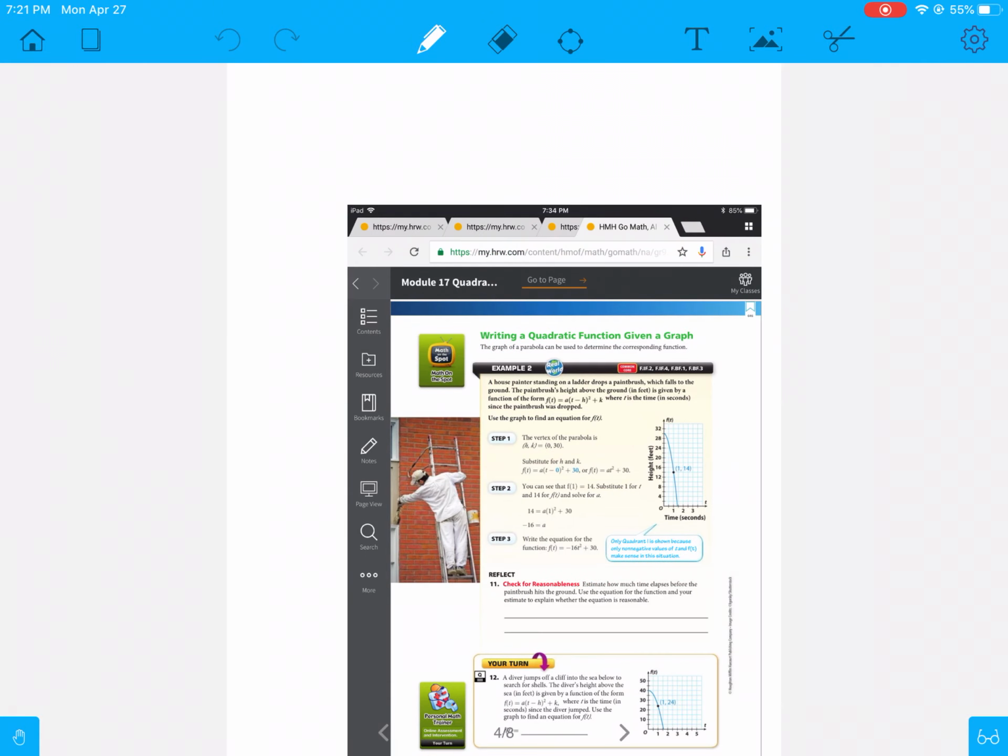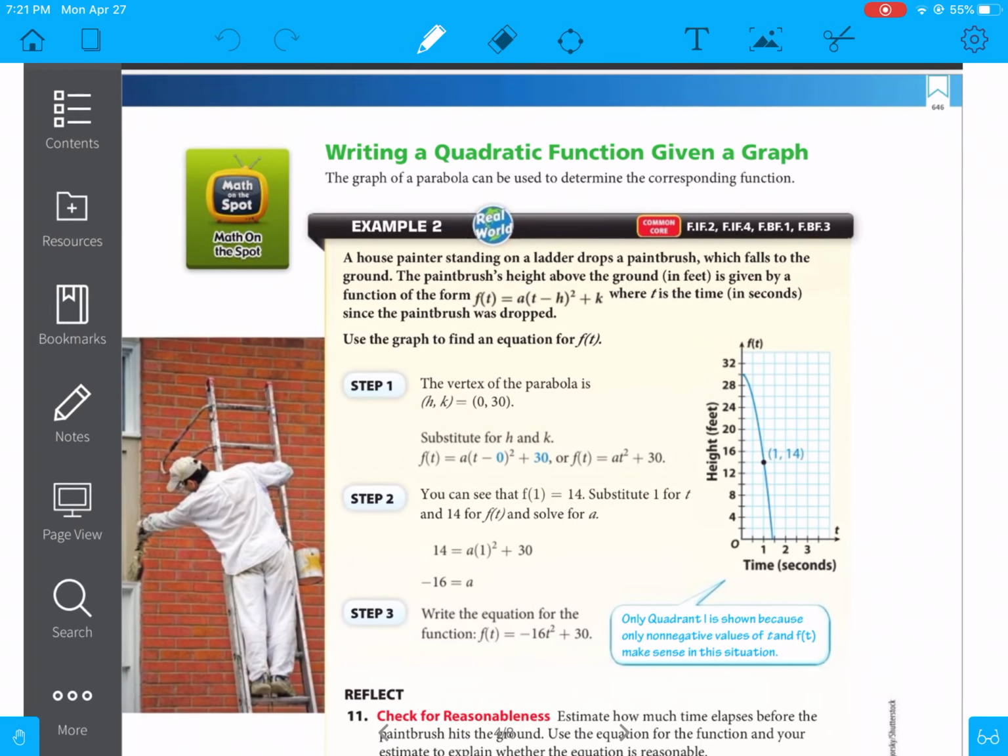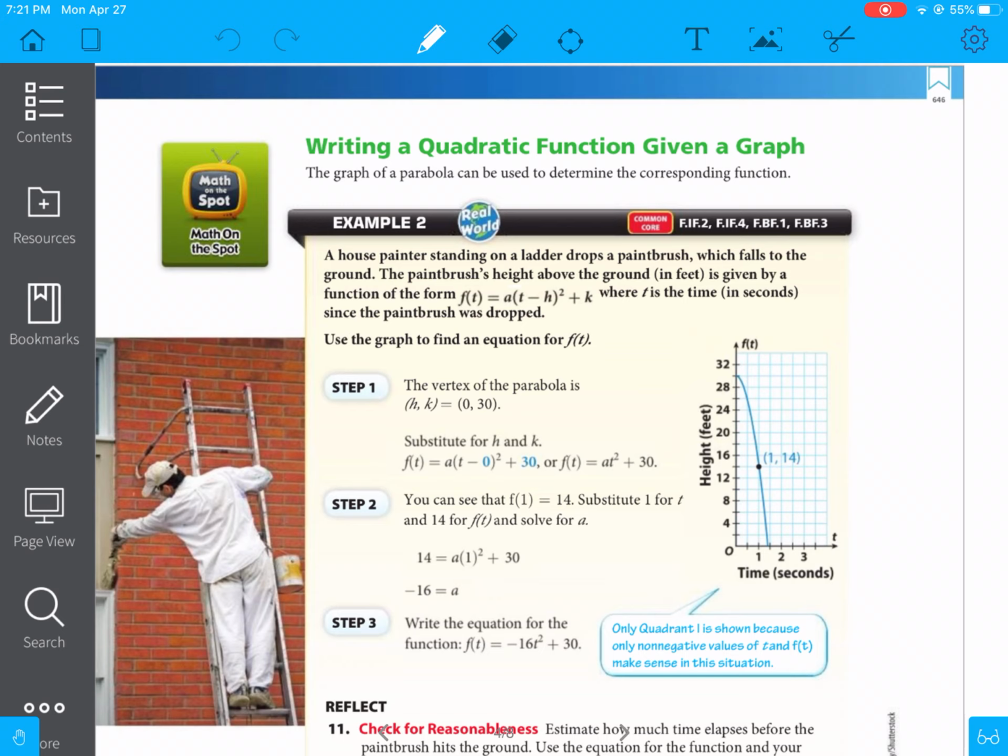All right, so the next one is going to be writing a quadratic function given a graph. The graph of a parabola can be used to determine the corresponding function. So basically, you still have to follow the same steps, except there's going to be a little substitution. A house painter standing on a ladder drops a paintbrush, which falls to the ground. The paintbrush's height above the ground in feet is given by a function in the form of f of t equals a times (t minus h) squared plus k, where t is the time in seconds since the paintbrush was dropped. So use the graph to find an equation for f of t.